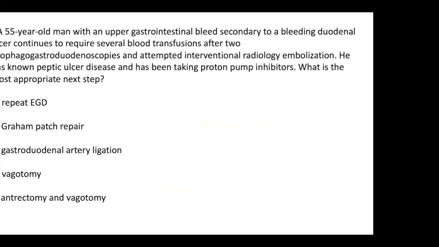A 55-year-old man with an upper GI bleed secondary to a bleeding duodenal ulcer continues to require several blood transfusions after 2 EGDs and attempted interventional radiology embolization. There's known ulcer disease and he's taking PPIs. What is the most appropriate next step? A, repeat EGD, B, Graham patch, C, gastroduodenal artery ligation, D, gastrojejunostomy, E, antrectomy and vagotomy. I want to say Graham patch.